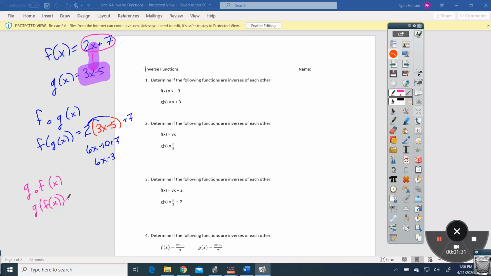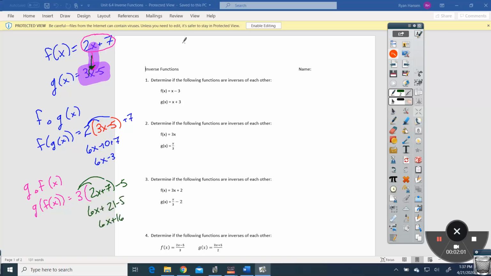So if I were to do this, I'll finish out this problem, g of f of x. There's my g as 3, then x is 2x plus 7. So I replace the x with 2x plus 7. See how this x was right here? I replaced the x with the f function. So now I'd get 6x plus 21 minus 5, which is 6x plus 16.